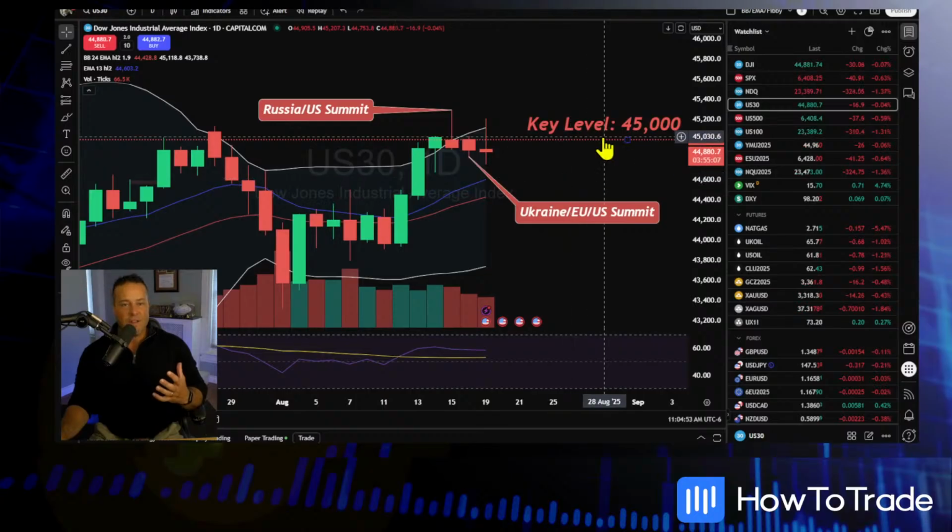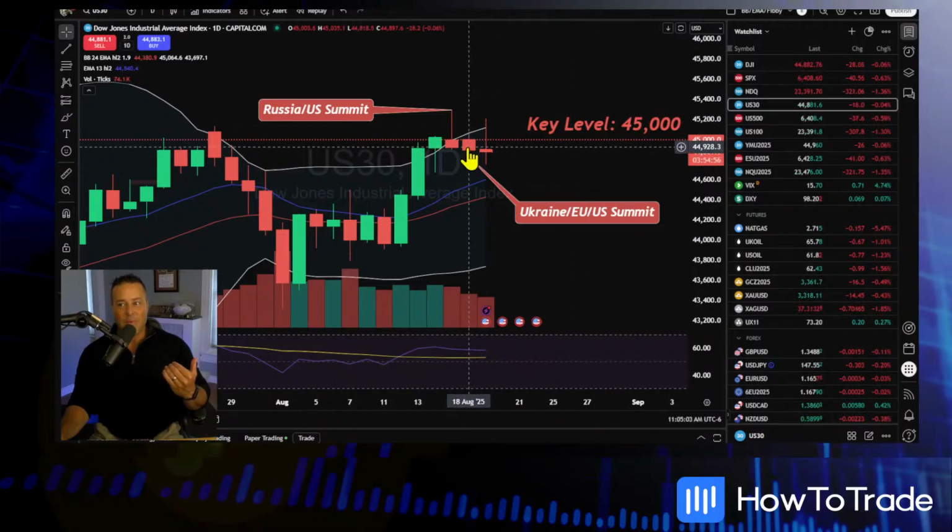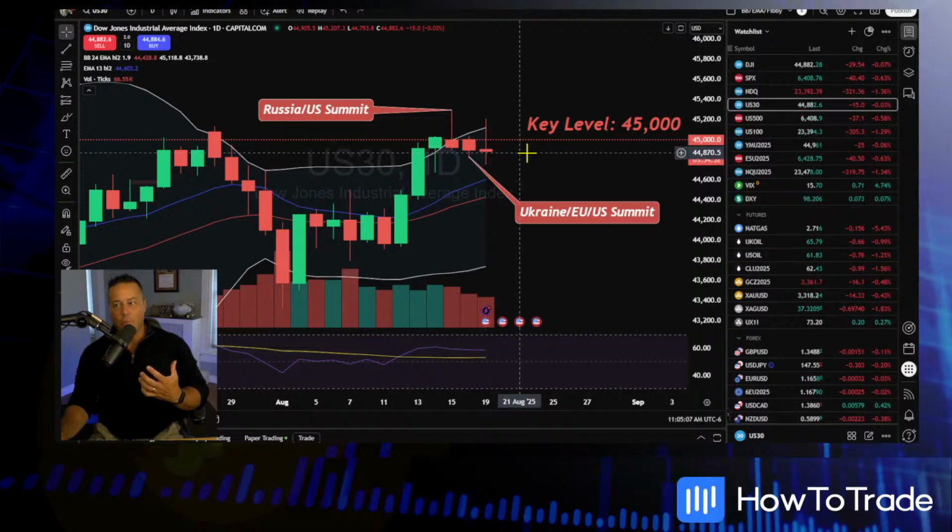Key levels 45,000. Russia-US summit Friday. Choppy. We rallied above 45. A lot of optimism there was going to be a peace deal. Nothing happened. Yesterday, the same type of thing, sort of compression, and then we sold off. Optimism faded, and nobody really knows what's going to happen with Russia-Ukraine. That looks to me like it's going to be the key market driver to send the Dow 30 up above 45,000. That is a key level. Always know your key levels. Absolutely always know your key levels.